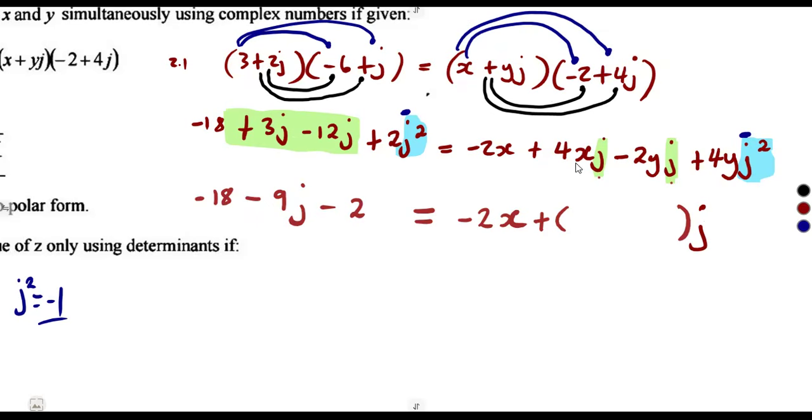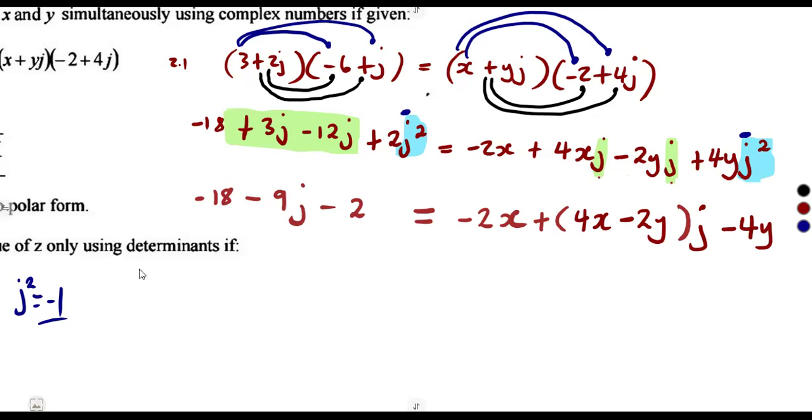Positive 4x divided by this. The j and the j were going to cancel. You remain with positive 4x, minus 2yj, and this j was going to cancel. You remain with negative 2y. Okay, so take note, you just remove this j out. The j squared on this part is negative 1, so negative times 4y, that's negative 4y like this. So this is what we have.